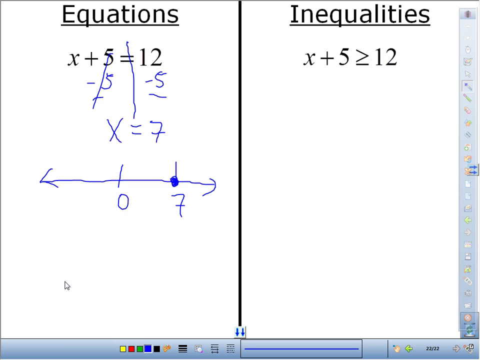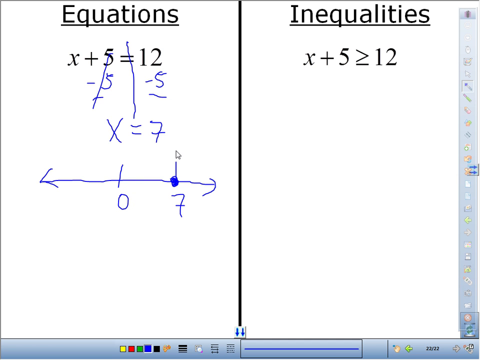Are we there? Okay? So, with inequalities, the process is the same. And that's why when we got to equations, and you said, we have to graph that? I said yes, because it's going to get you ready for what we're going to do with inequalities.